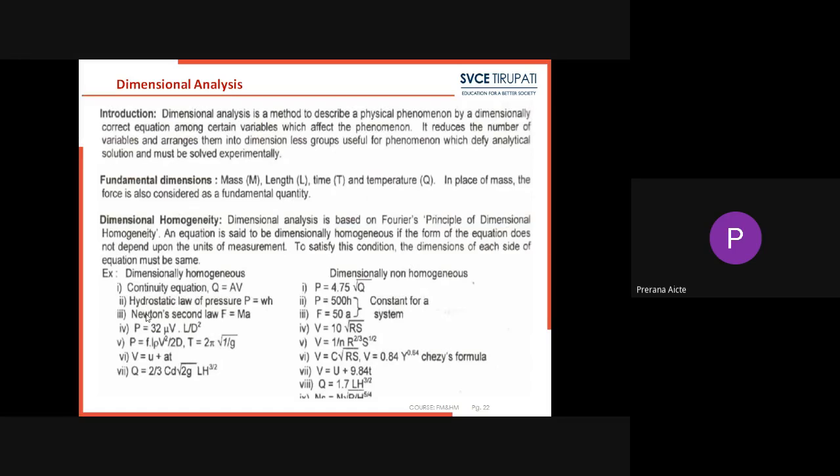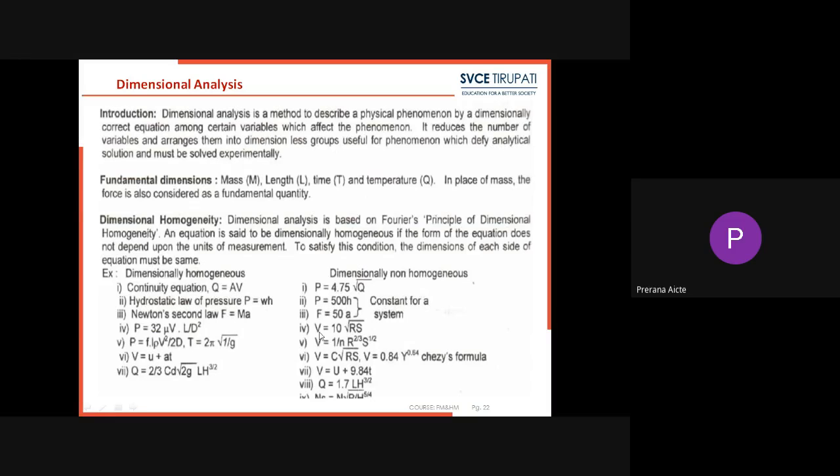Whereas, coming to dimensionally non-homogeneous equations, the equation is P equals 4.75 root Q. Here P is the pressure, which has the units Newton per meter square, and Q is the discharge, which has the units meter cube per second. So the left side units and the right side units are not the same, hence the dimensions are also not the same.